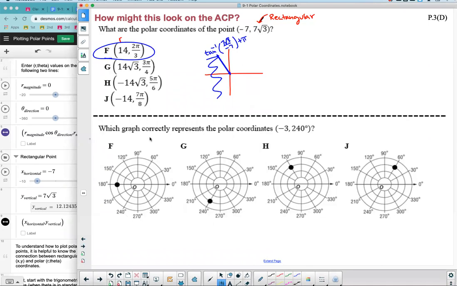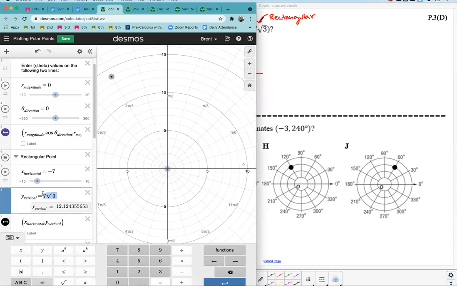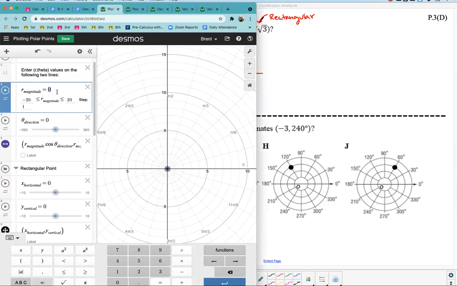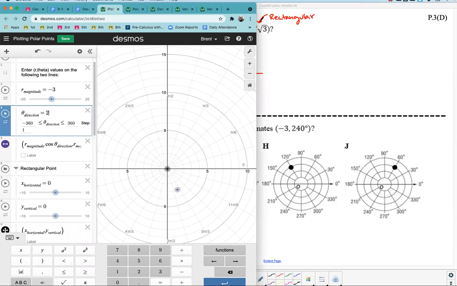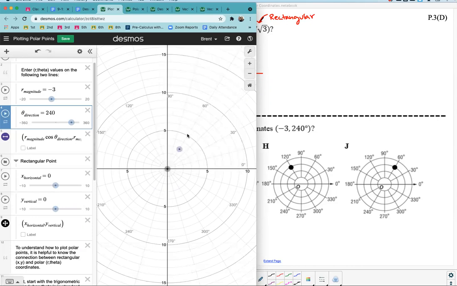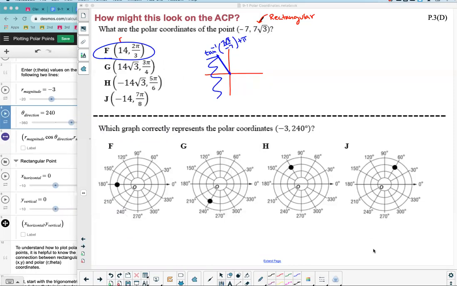And now the second one, which graph correctly represents the polar coordinates -3, 2, 40? Okay, so this one we just match up the picture. Again, we could use this calculator. Let me get the rectangular one off of there. -3, 2, 40. My calculator appears to have frozen. There we go. But this is now in radians, I need to change it back to degrees. So I go to that setting there. It plots it in the first quadrant on 60 degrees. So the answer choice should be J.